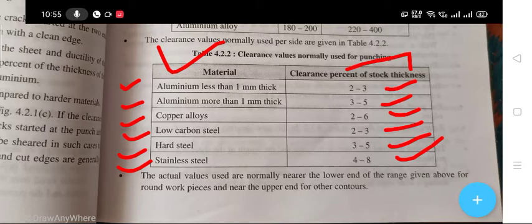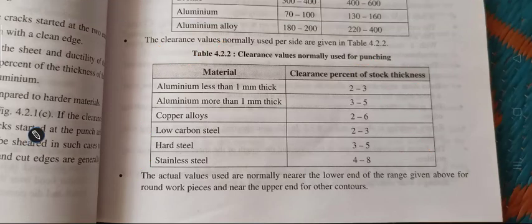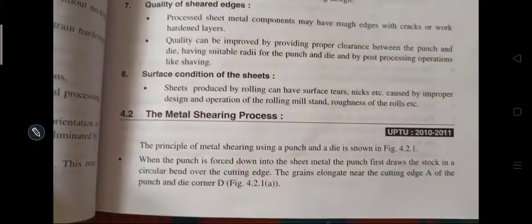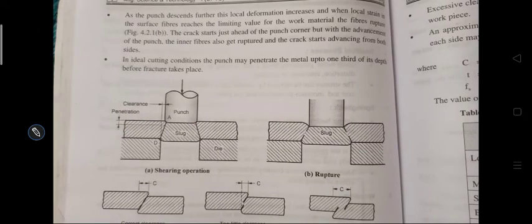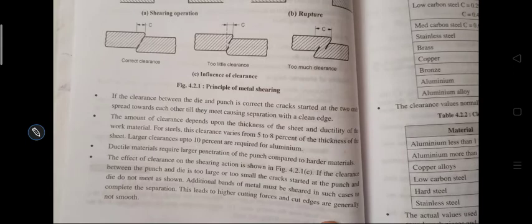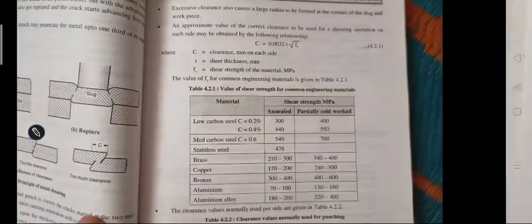Then the actual value used is normally nearer the lower end of the range given above for round workpieces, and near the upper end for other contours. So we see this in the reverse assembly metal shearing process. In the metal shearing process, we see the shearing operation and the rupture diagram. We see the correct clearance, too little clearance and too much clearance, and we discuss the effect of correct clearance, too little clearance and too much clearance.